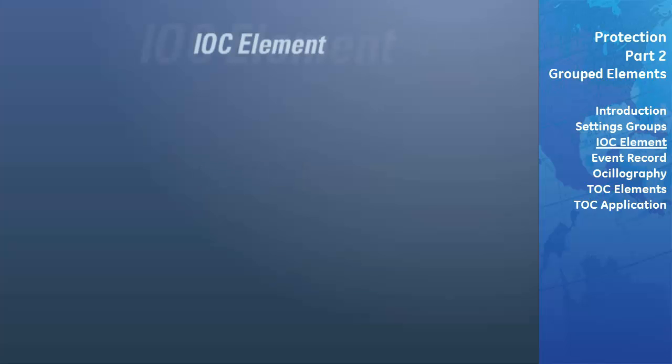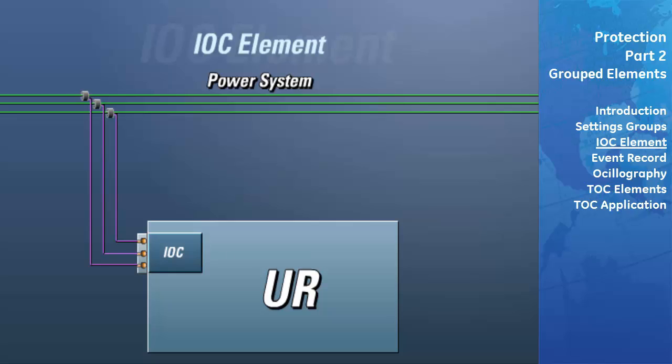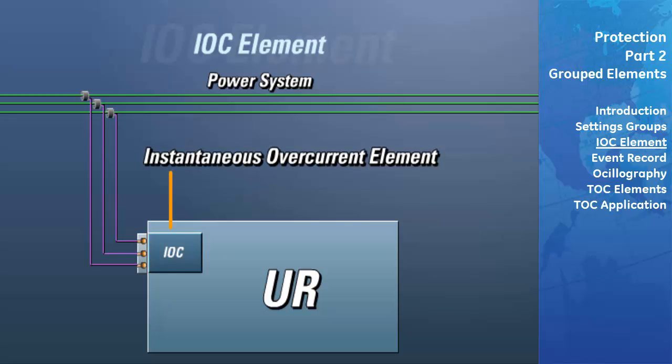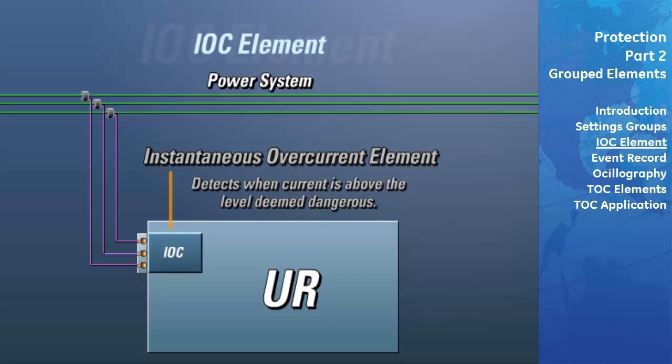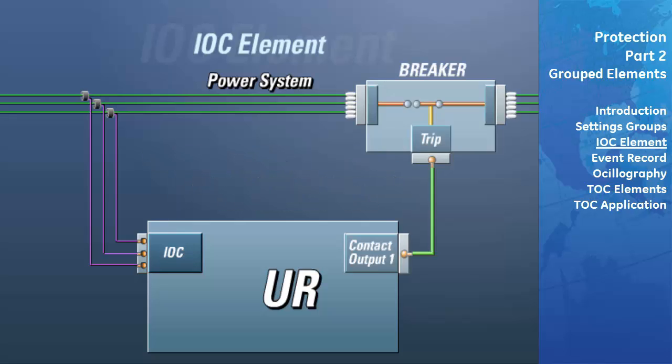The instantaneous overcurrent, or IOC element, is used to prevent damage from occurring to individuals or to the power system by detecting when the magnitude of current flowing through the power lines is above the level that has been deemed to be dangerous. This is known as a fault. When an IOC element detects a fault, it will immediately eliminate this condition by signaling a breaker to open the path of current flow.